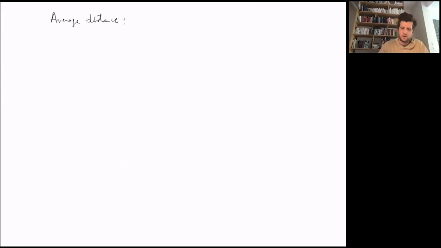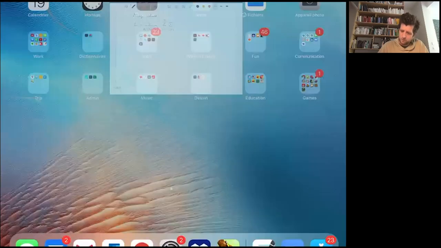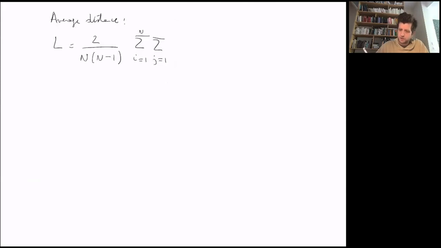The average distance in a graph, usually noted L, is equal to 2 divided by n times n minus 1, and then we have a sum for I going from 1 to n, and then J going from 1 to I minus 1, of the distance from I to J. We simply look at all pairs IJ, and we calculate the average value of the distance. And this is a number that can be used to characterize a graph.